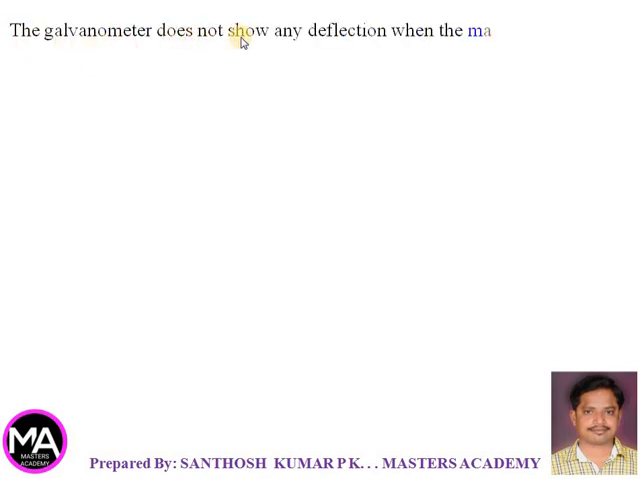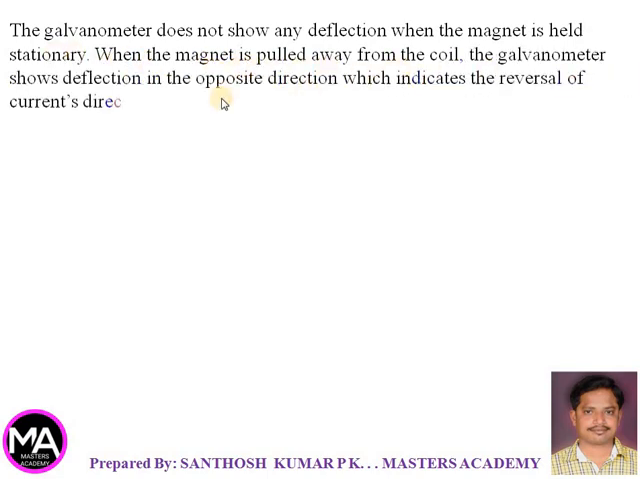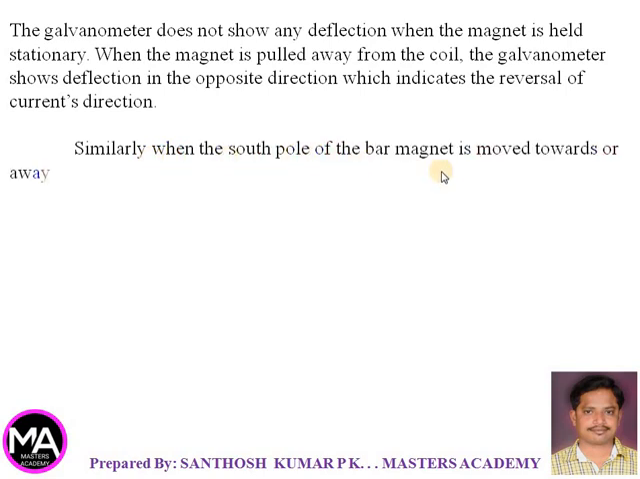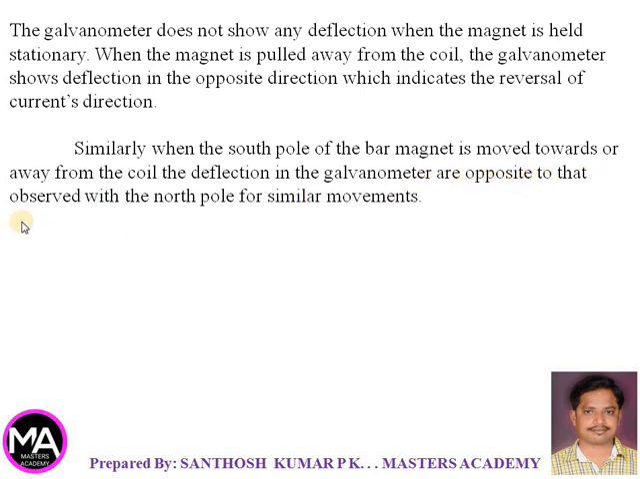Now the galvanometer does not show any deflection when the magnet is held stationary. When the magnet is pulled away from the coil, the galvanometer shows deflection in the opposite direction, which indicates the reversal of current's direction. Similarly, when the south pole of the bar magnet is moved towards or away from the coil, the deflection in the galvanometer is opposite to that observed when the north pole is used for similar movements.